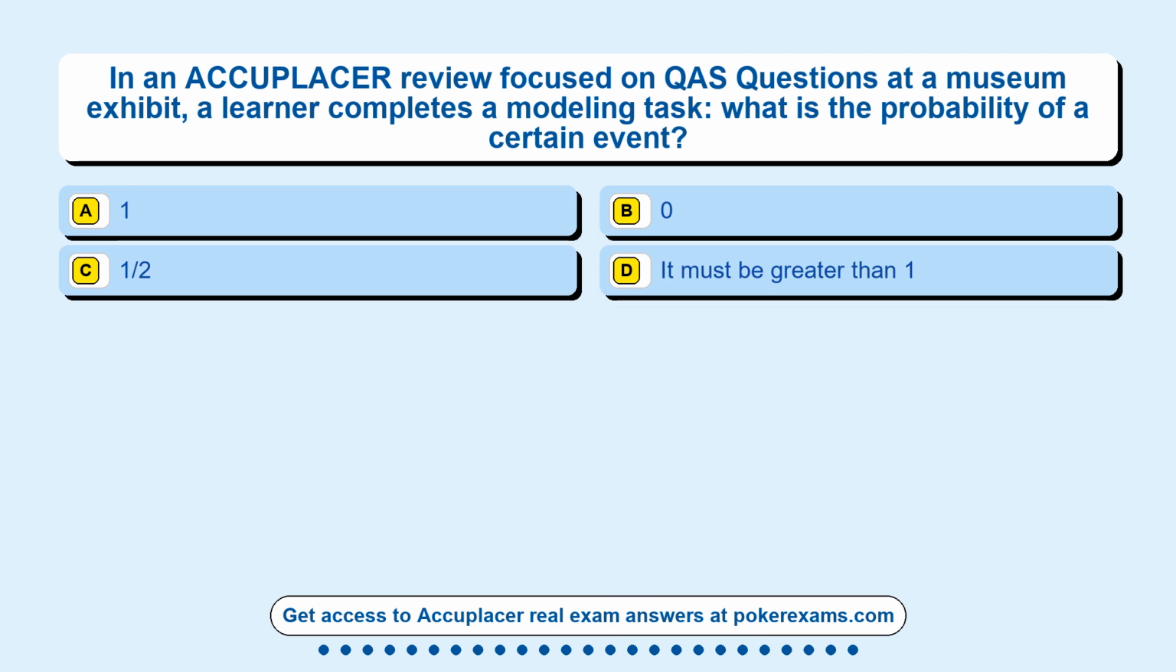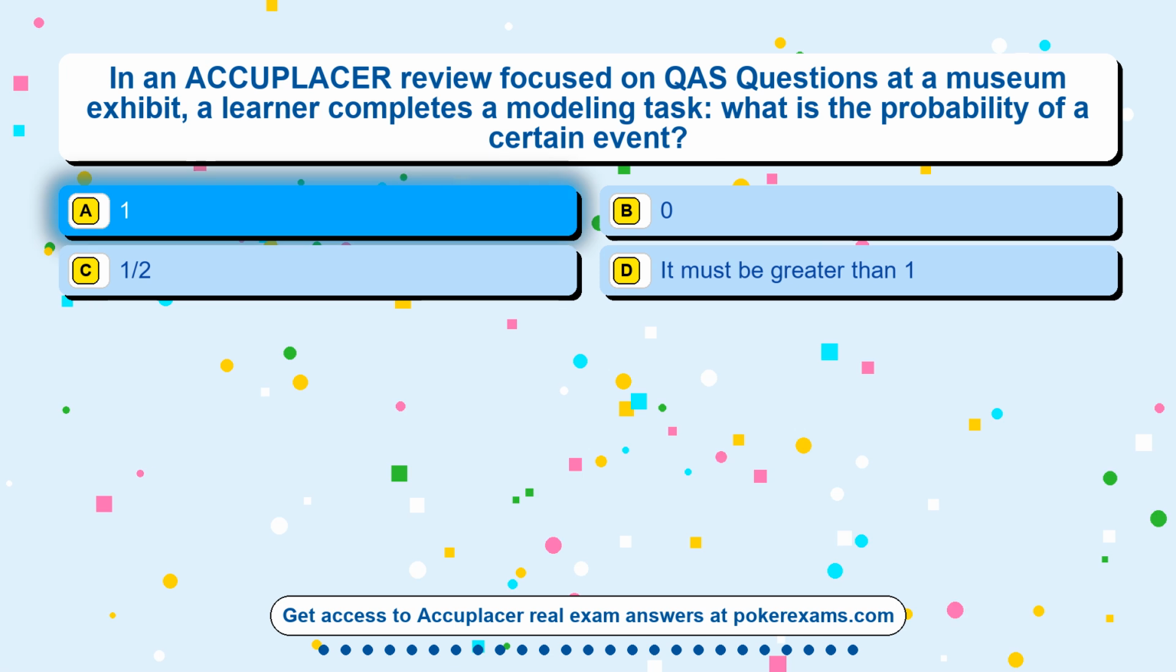Question 12. In an ACCUPLACER review focused on QAS questions at a museum exhibit, a learner completes a modeling task. What is the probability of a certain event? Option A, 1. Option B, 0. Option C, 1/2. Option D, it must be greater than 1. The correct answer is option A, 1.